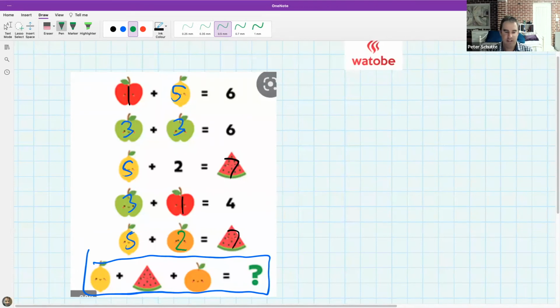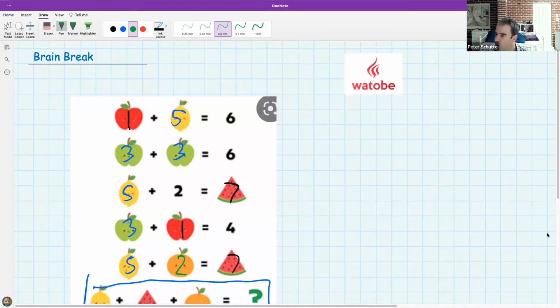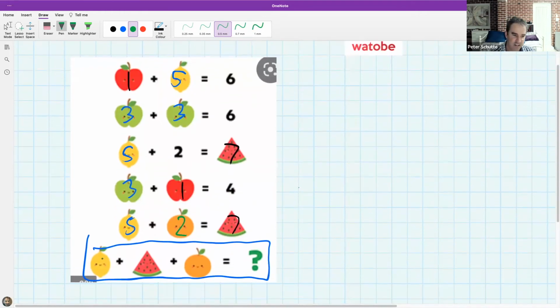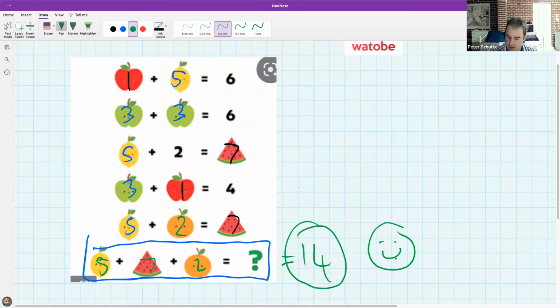What is it going to be? It's not going to be fruit salad. It's going to be, and I think the first one I can see there was Dawn or Abnejo, a 5 plus a 7 plus a 2. And we are 14. And we are happy about it.